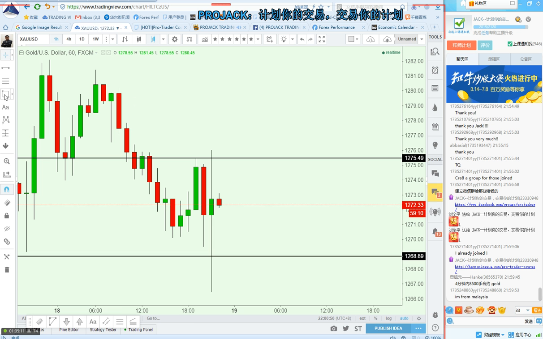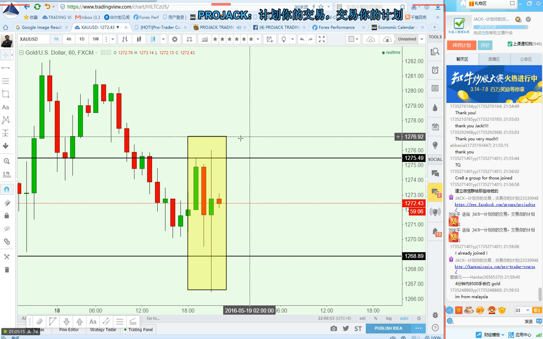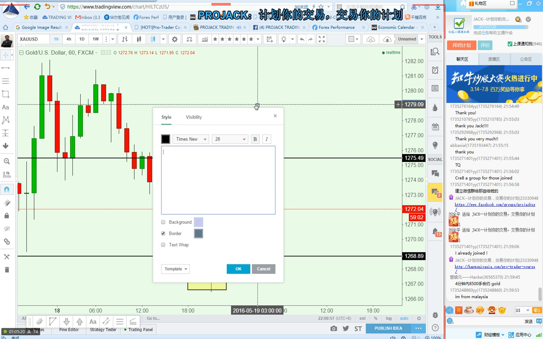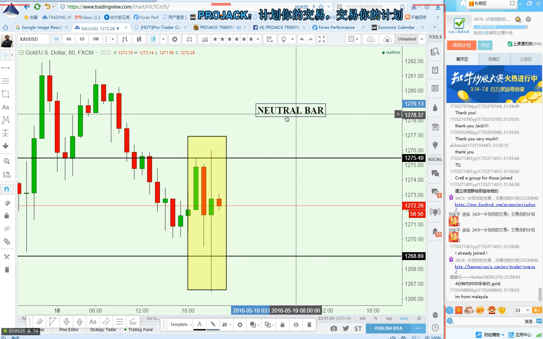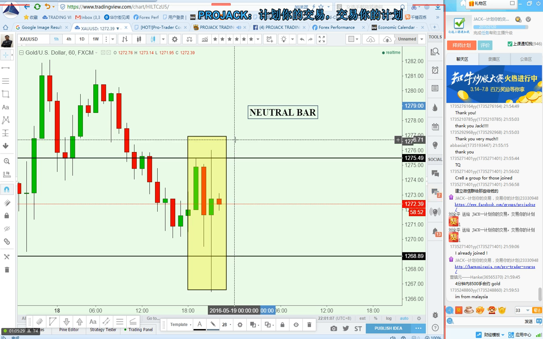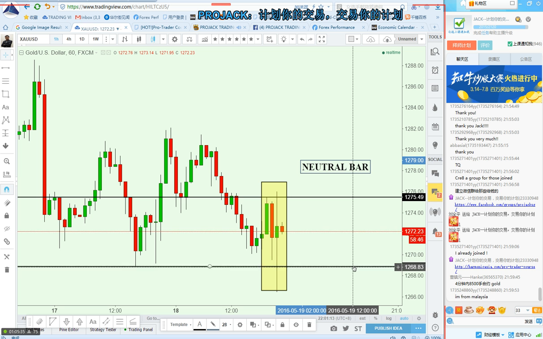Okay, let me tell you, this kind of price action, what does it mean? This is called a neutral bar. Basically it means that there's no direction. Up it comes back, down it also comes back. So gold is still in the zone between 1268 to 1275.